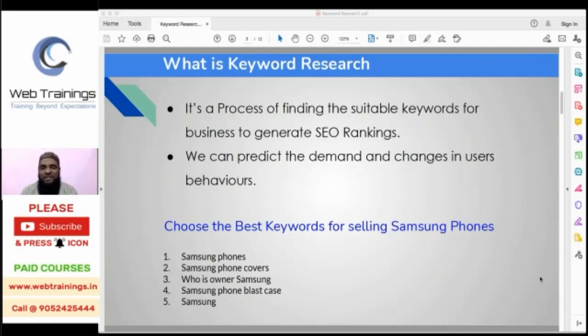You know why? Because you think logically. You thought this way, sir: when I want to sell phones, all of these keywords are not my target. Samsung phones is my main target. Phone covers are related to Samsung, but not a target. Who is the owner of Samsung? That is not our target. Samsung phone blast case. See, Samsung phones have blasted. So that is not our target. And only Samsung is also not our target.